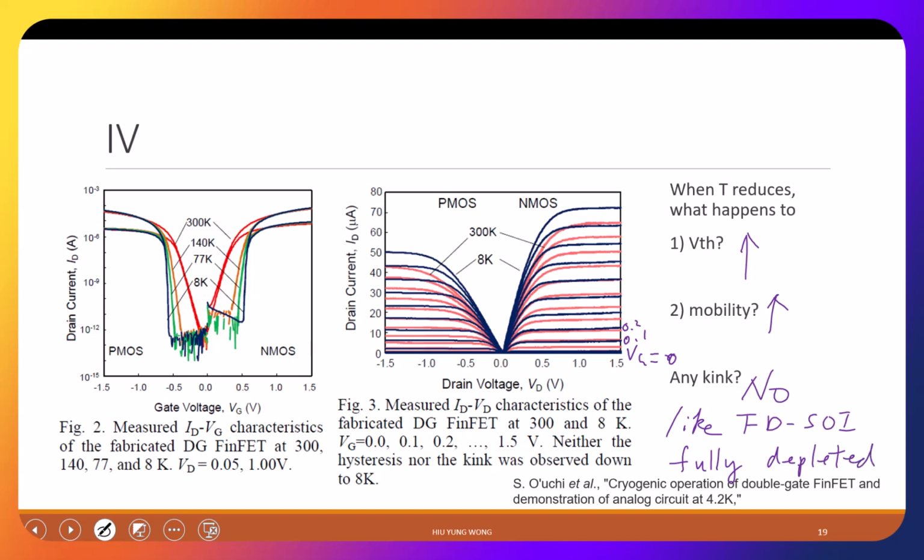Make sense? Now again, I hope you understand the style I'm teaching. This is the third time I mentioned kink. Maybe you still don't understand, but really pay attention to every slide. We talked about this in the bulk, in SOI, and now FinFET again. And they all share the same physics. The bulk is a little bit different due to the freeze-out effect.